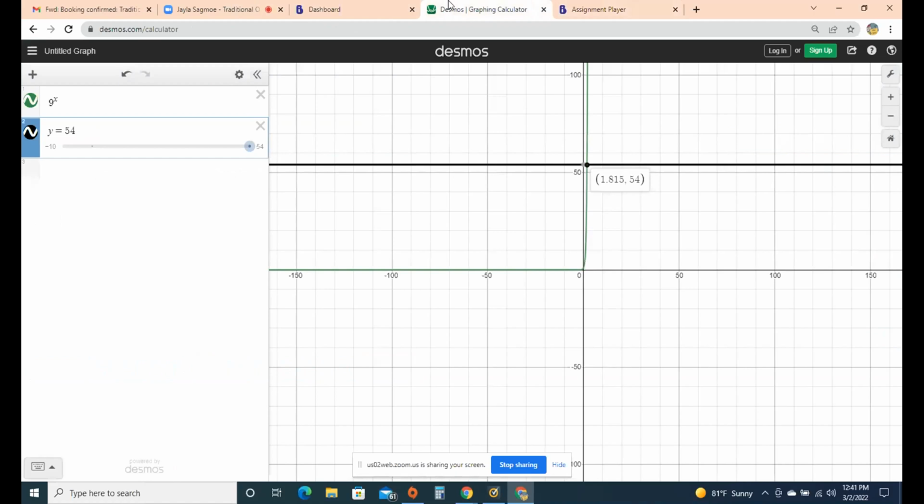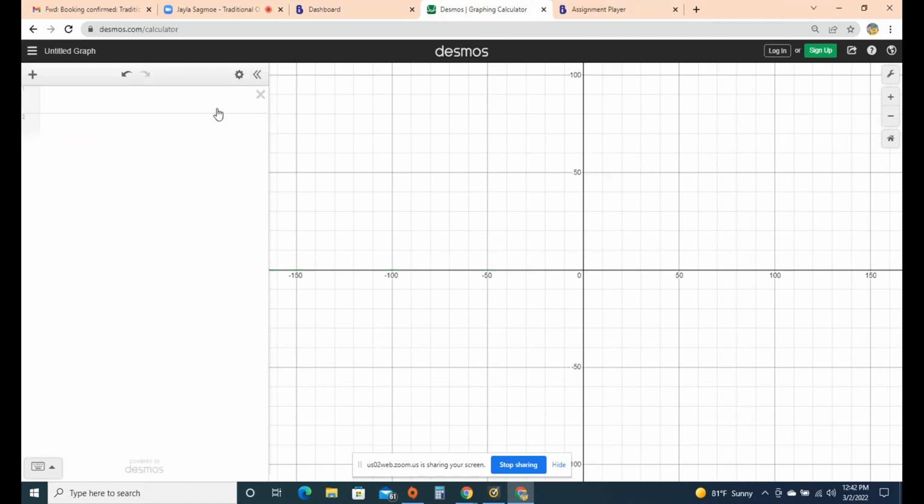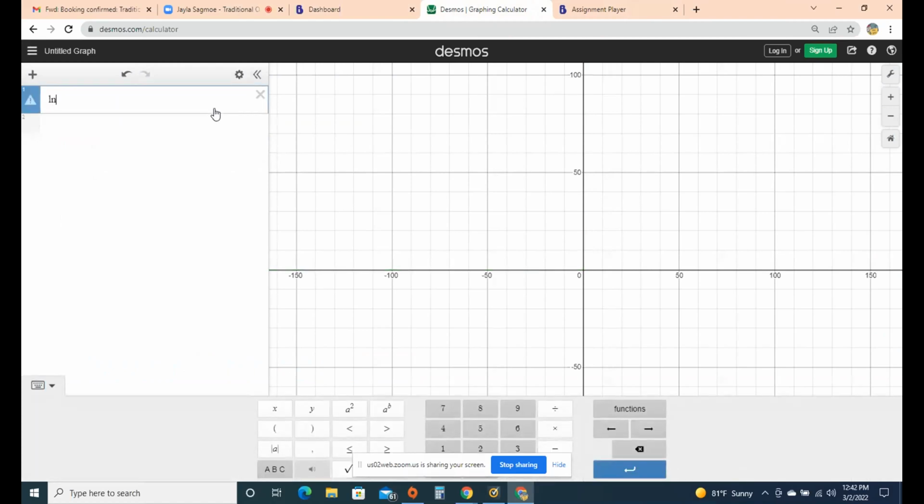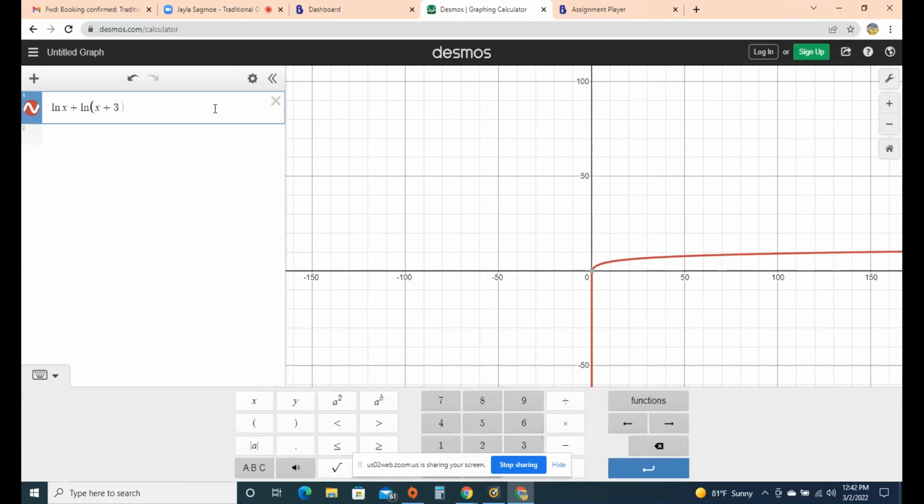Okay, so in line 1, you're going to type natural log of x, or ln x, plus natural log parentheses x plus 3. And then the next line, this is where you put the other side of the equal sign. So go down to the next line and type y equals 4.